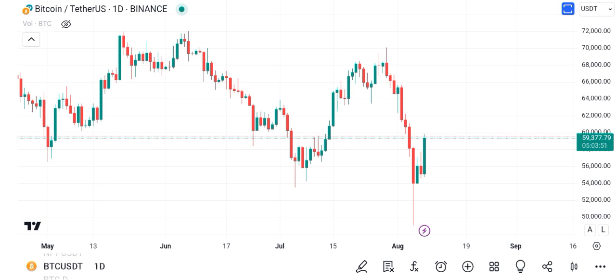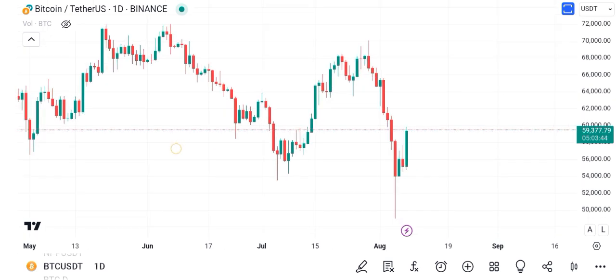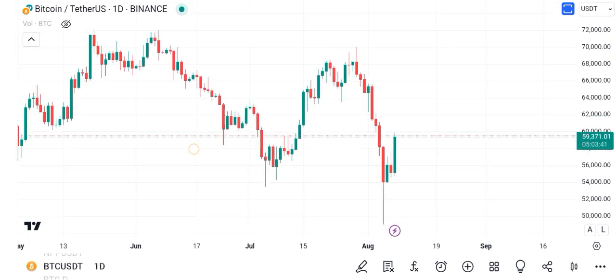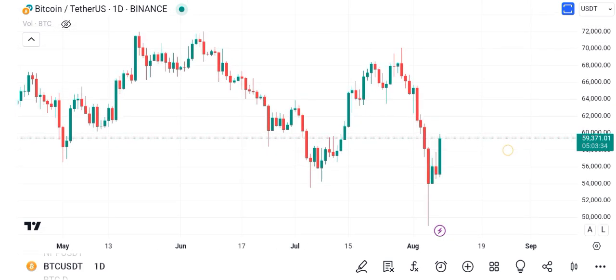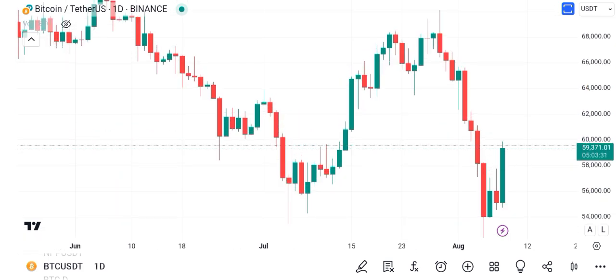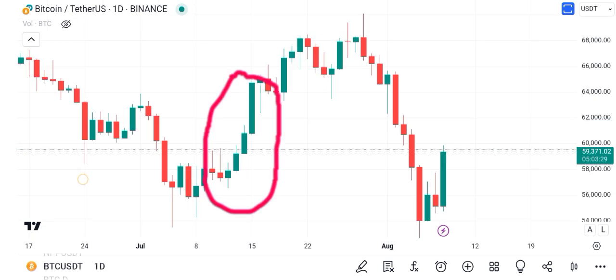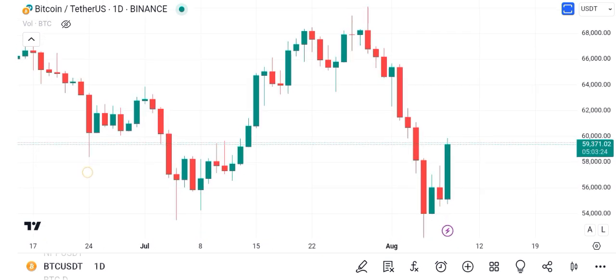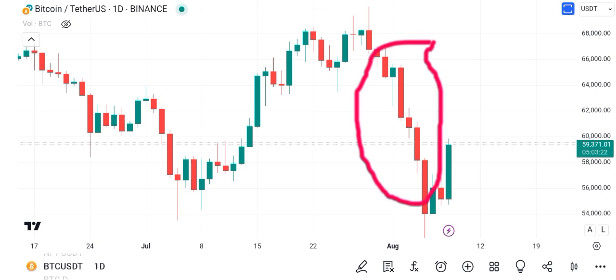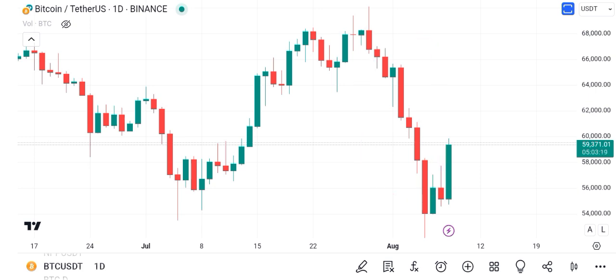Right now, I have opened the chart of Bitcoin against USDT, and you can see that there are green and red boxes or rectangles over here. These are called candles. Note that there are two types of candles. Number one, bullish candles. Number two, bearish candles. Bullish candles are always the green ones, which represent an increase in the price, whereas bearish candles are always the red ones, which represent a decrease in the price.